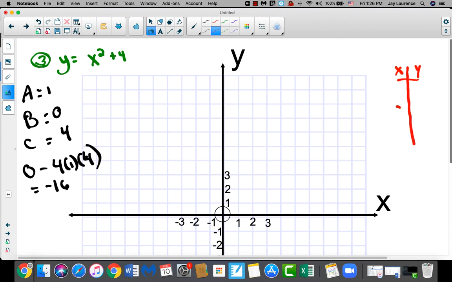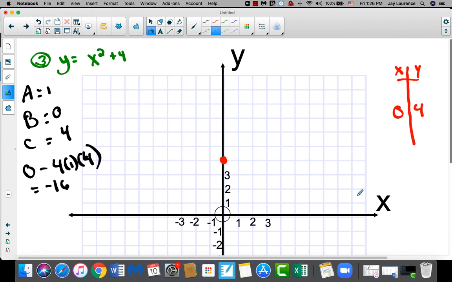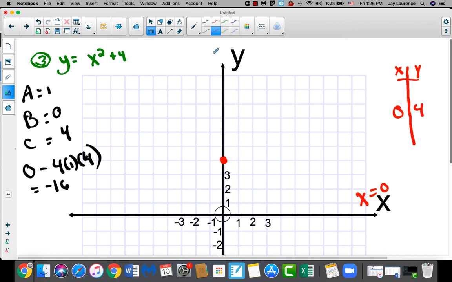So the x-coordinate of the vertex is 0. Notice I'm making an input-output table on this one. I normally wouldn't do this. If I put 0 in for x, y is going to be 4, so my vertex is at (0, 4). Now I need an x value on each side of the vertex. My axis of symmetry is x equals 0. So I'm going to put 2 in for x, and when I do that, I'm going to get 4 plus 4, and that's going to be 8. I'm also going to put negative 2 in.